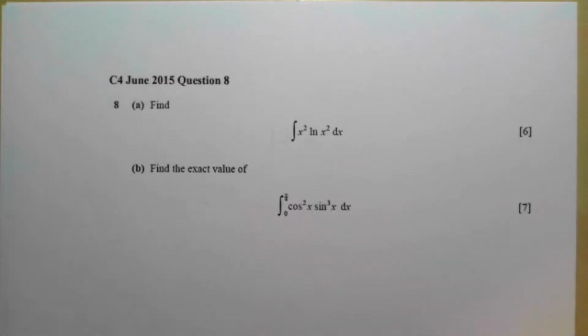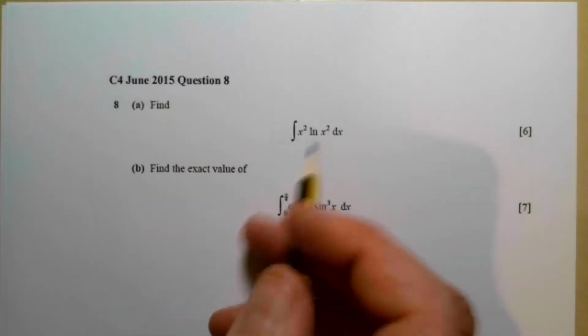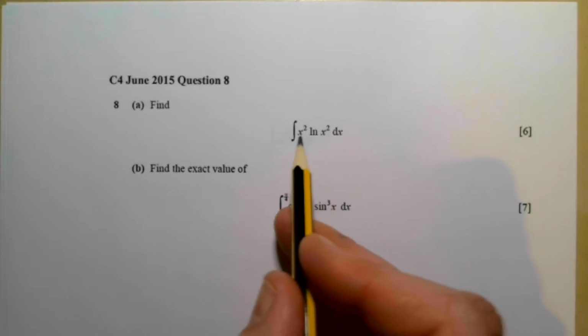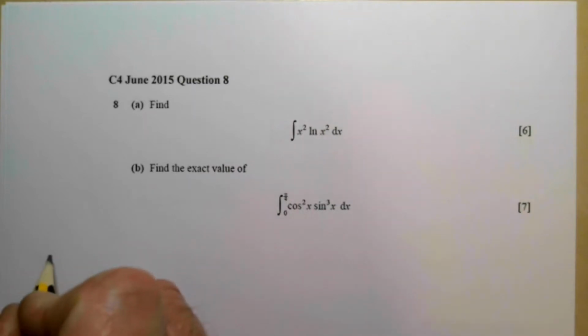This is CCEA A2 Pure Maths. We're looking at integration and doing some past paper questions. This one is from June 2015 and it's question 8. So a couple of different things, a bit of trig integration coming up here, and then this is going to be an integration by parts. So let's tackle part A first of all.